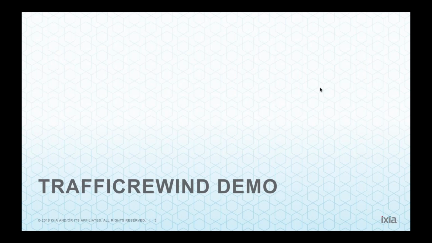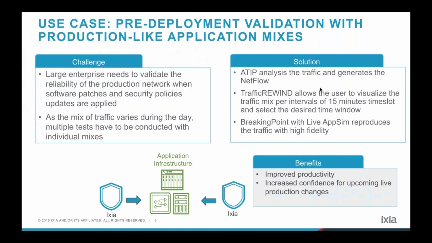Well, very good. You sure made it look easy with a few clicks in each application. So from here, let's go forward and talk about how customers are using this TrafficREWIND solution in their testing today. Can you tell us more, please? Sure, Corey. We normally see three major use cases. The most common use case here is to perform pre-deployment validations with production-like application mix.